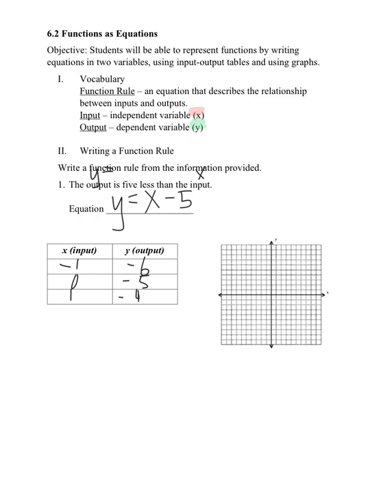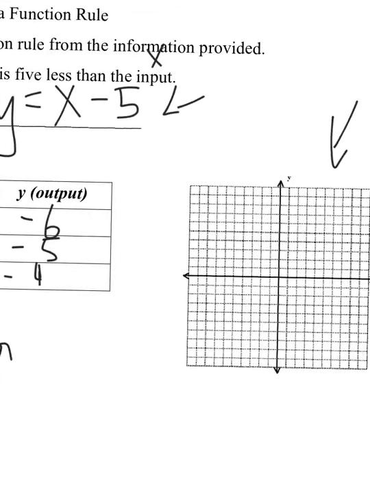So we can use this input-output table to create a graph. Functions, you can look at them graphically, you can look at them as a table, or you can look at them as a rule put into an equation form. Okay, so real quick refresher on graphing these types of things. If you have -1, -6, that is going to be right here. 0, -5 is going to be there, and then 1, -4 is going to be there. So remember, you plot your points, and you can play connect the dots, and you can draw the line through, and it becomes that linear function.